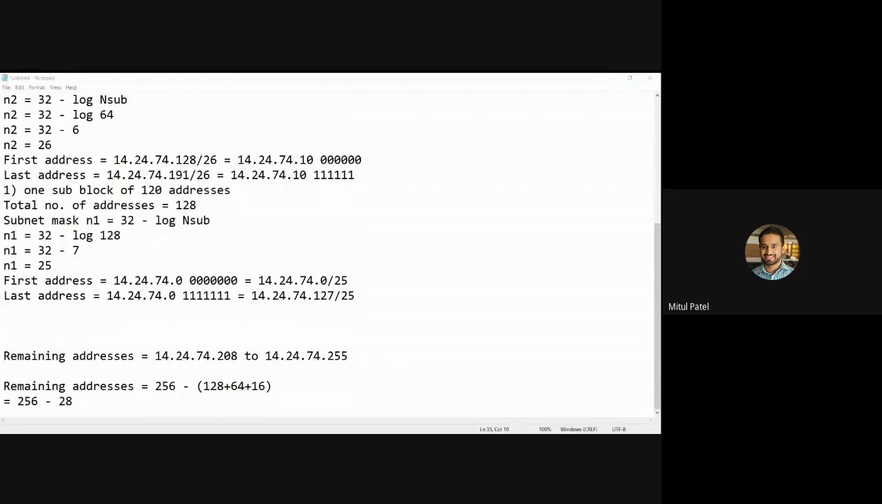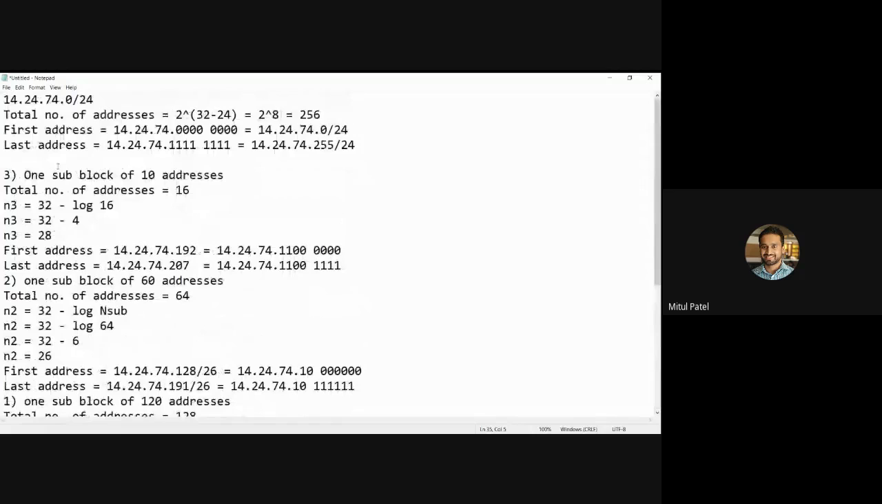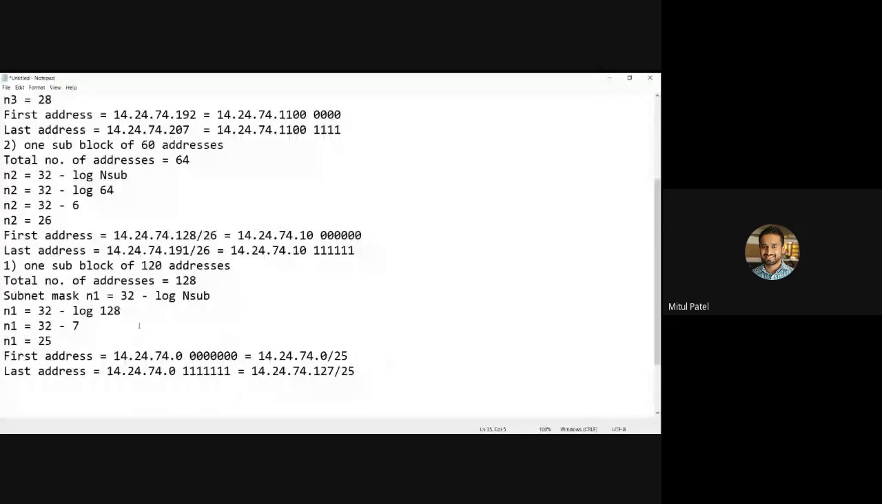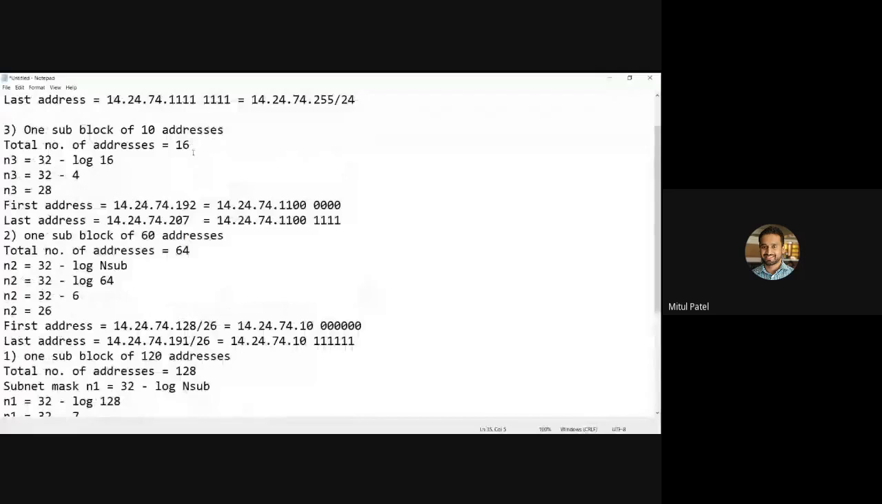So by performing this calculation, I have calculated in the calculator, this value is 48. Remaining addresses are 48. How have we performed this? First we were allocated a block of 256 addresses. We were told we have 3 requirements: 120 in one block, 60 in the second, and 10 in the third. For 120 we allocated 128, for 60 we allocated 64, for 10 we allocated 16.